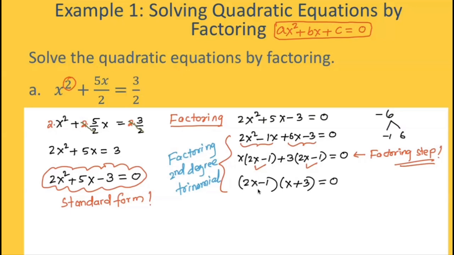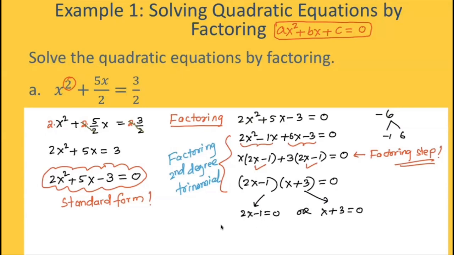And once you factor that, you are going to get 2x minus 1 equal to 0, or the second one, x plus 3 equal to 0. Because we have two quantities multiplied to 0, either the first one is 0 or the second one is 0. Now we have a crazy second degree equation, we break it down to simple linear equations, and we can solve this easily to get the two values of x.